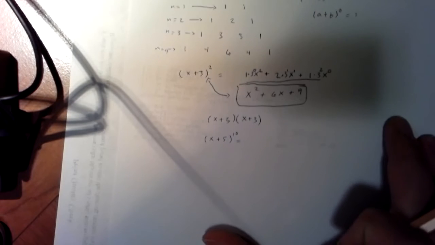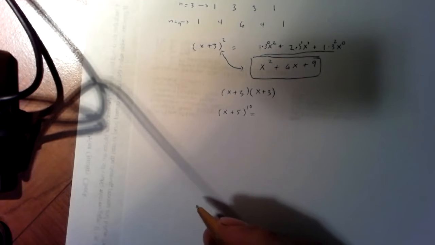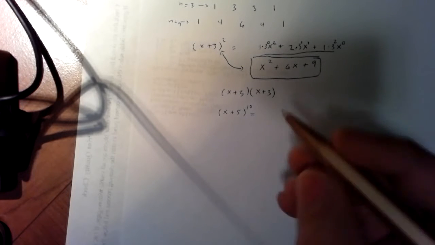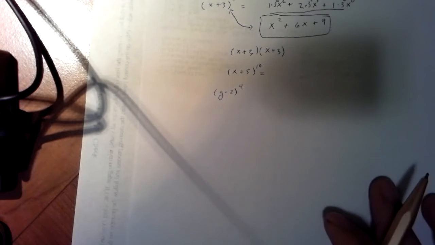Let's go ahead and look at one of the questions that you have. You're looking at number 2 in that picture, which says g minus 2 to the power of 4. Let's write that out: g minus 2 to the power of 4. We're going to be expanding this using Pascal's triangle.